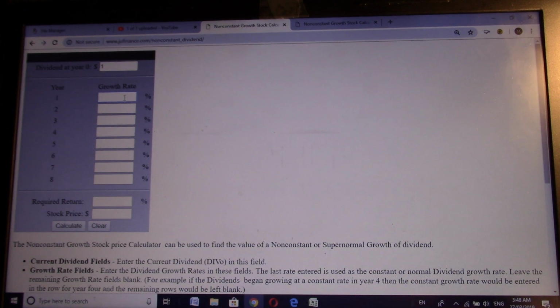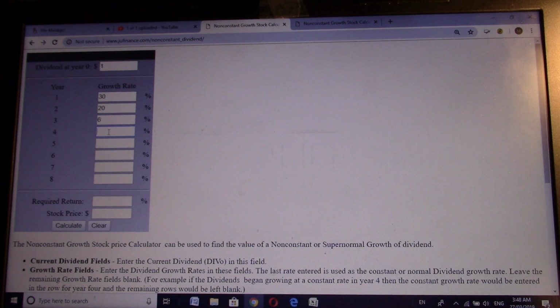This is D0. For example, it's $1. For year 1, the growth rate, for example, is 30%, very fast. Second year's dividend growth rate slows down a little bit, for example 20%. Since year 3, the firm has been operating very normally, and its growth rate is stabilized at 6%. And year 4 is also 6%, and so on.